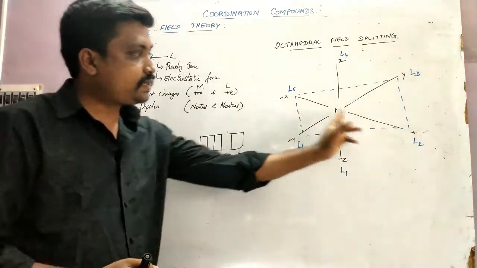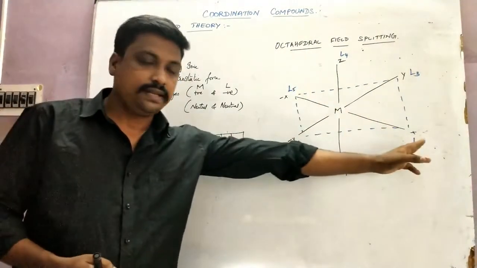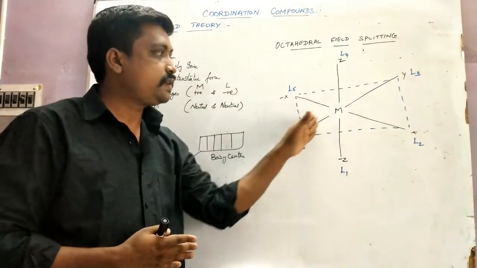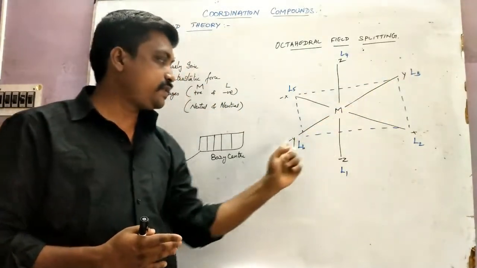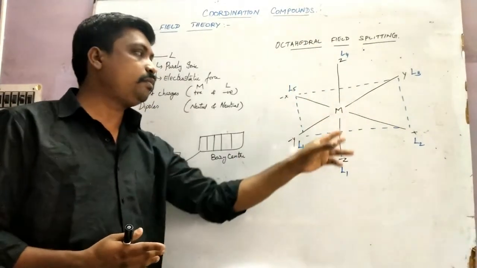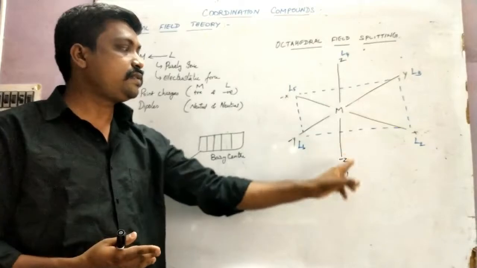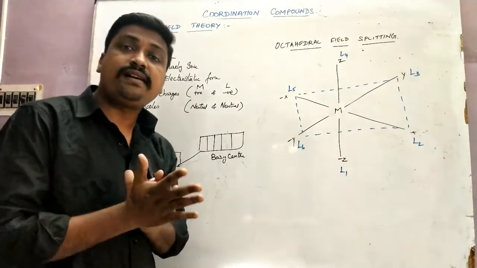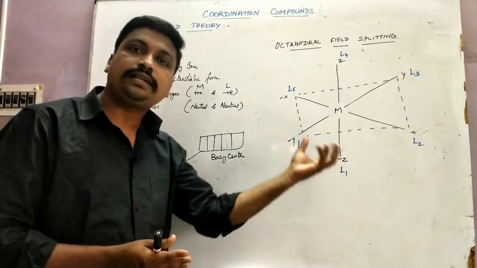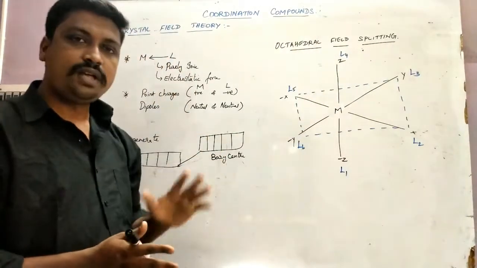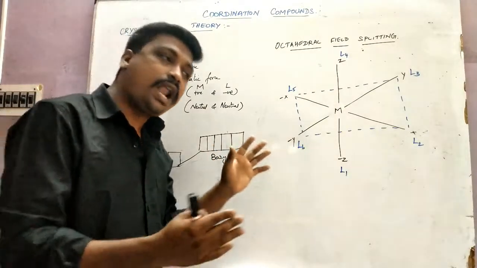This is the x axis, this is the positive side, and let this be the negative side. This is the y axis, with the positive side and this is the negative side. And this is the z axis, which is in front of the board and behind the board. It is the positive z axis and negative z axis. See here, let all the ligands approach the metal along the axis: ligand 1, 2nd, 3rd, 4th, 5th, 6th, all approaching the metal along the axis.